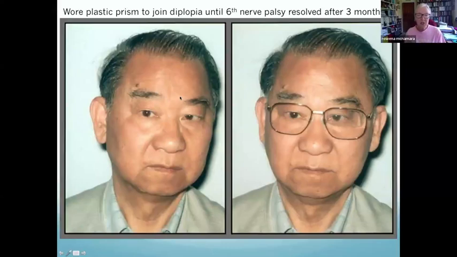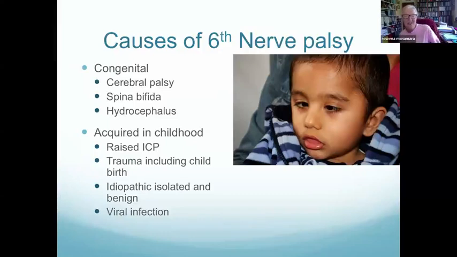So for this patient, he learnt to turn his head to the left in order to keep his eyes together so that he could see singly. We gave him a prism on his glasses for a while to help him feel more stable and secure, but it resolved after 3 months. So there was no treatment necessary apart from teaching him to live with his double vision.